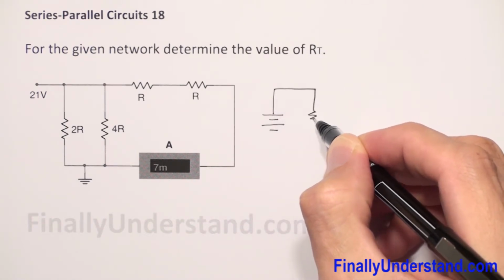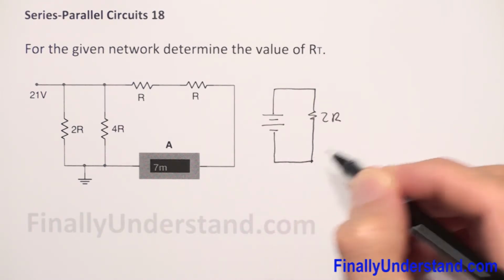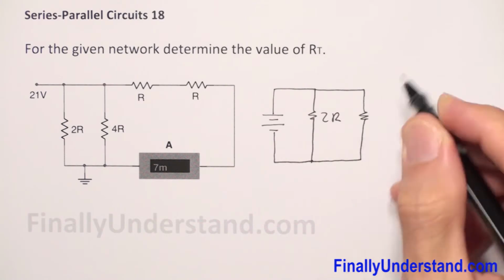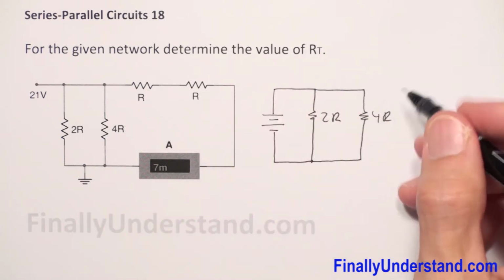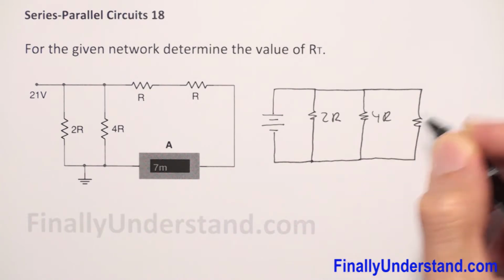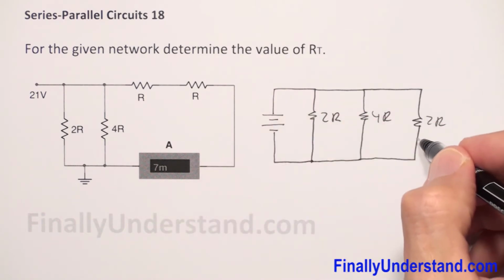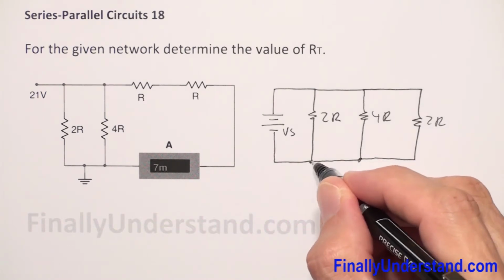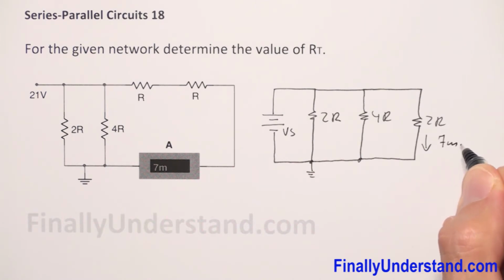This is my resistor 2R. I have a resistor over here, 4R, and because these two resistors are in series, I'm going to say that this is my resistor 2R, because R plus R will give me 2R. And this is my voltage source, and I have current which goes through this resistor, and this current is equal to 7 milliamps.